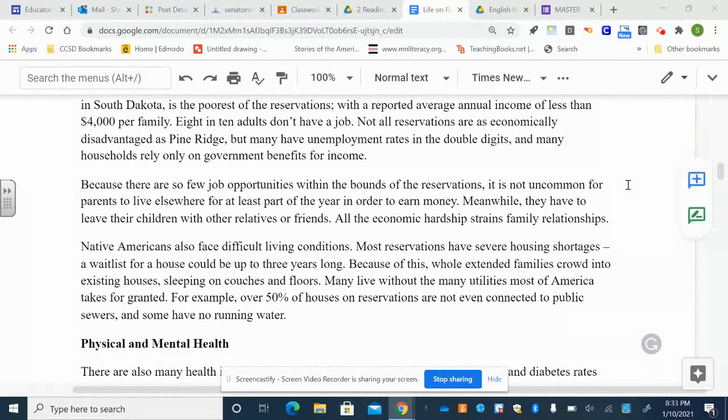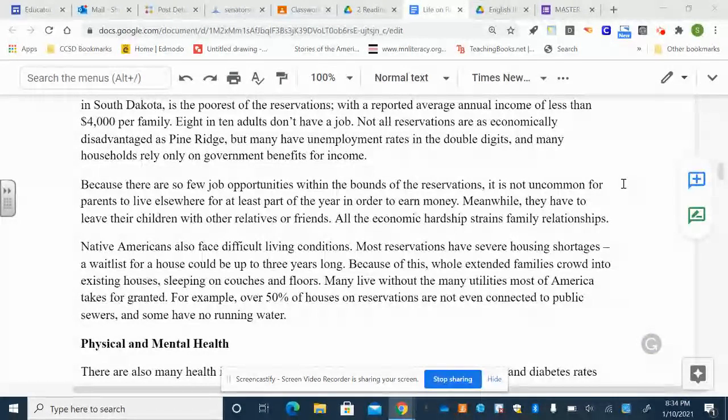Because there are so few job opportunities within the bounds of the reservations, it is not uncommon for parents to live elsewhere for at least part of the year in order to earn money. Meanwhile, they have to leave their children with other relatives or friends. All the economic hardship strains family relationships.